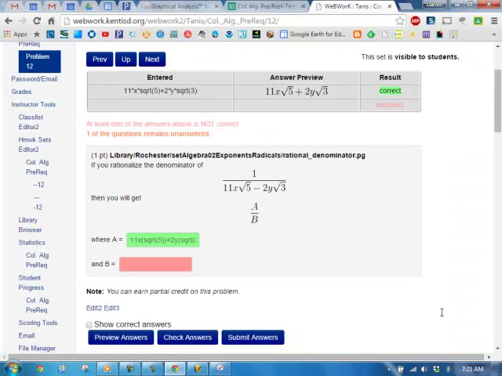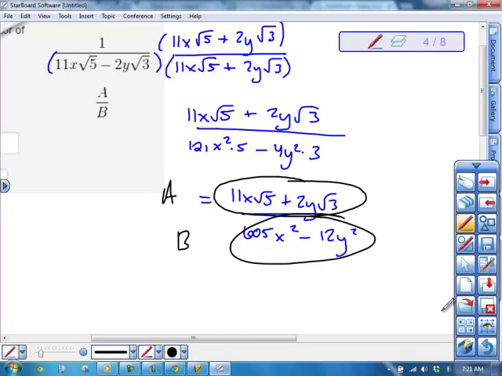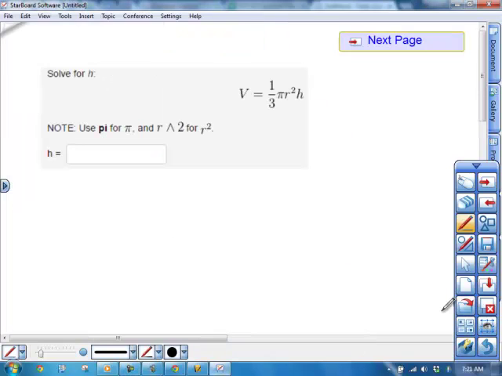So here's how I entered it in: 11x, and then parenthesis, sqrt, and then another parenthesis 5, like that. That's how Webwork wants you to enter in the square root, which is a pain, but you know, that's the only way we have to do it right now. So the numerator is A, and the denominator here is B. I know you'll have different numbers probably, but hopefully you can get that entered in.